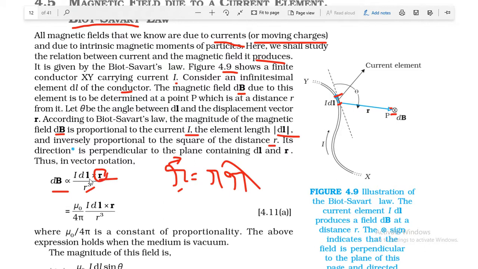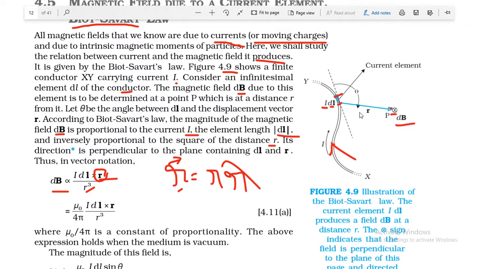But this equation is in terms of the displacement vector. So let's see this diagram. You can see in this diagram there is a wire and I is the current flowing through this wire. Since this wire is in the form of a curve, experiment shows that the magnetic field at this point depends upon the following factors. First is the current flowing in this wire, and dB is proportional to this current. Then dB depends upon the length of this element, and it is proportional to this dl. So you can see here dB is proportional to I into dl.